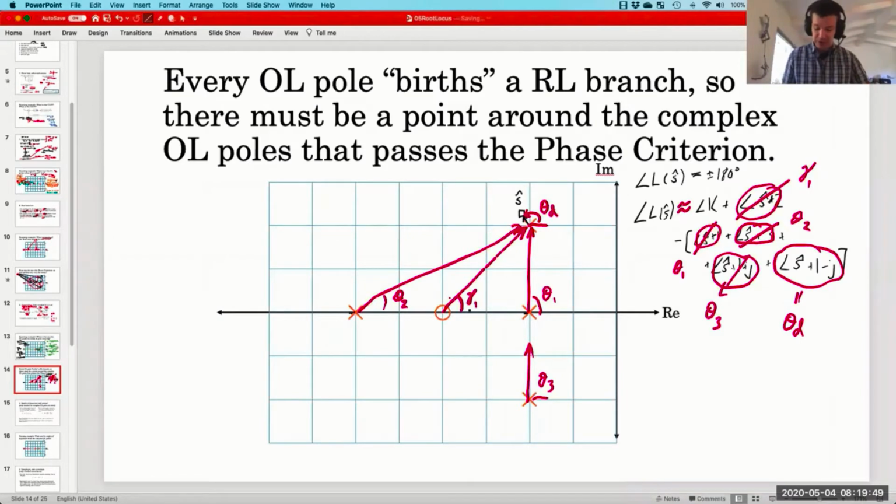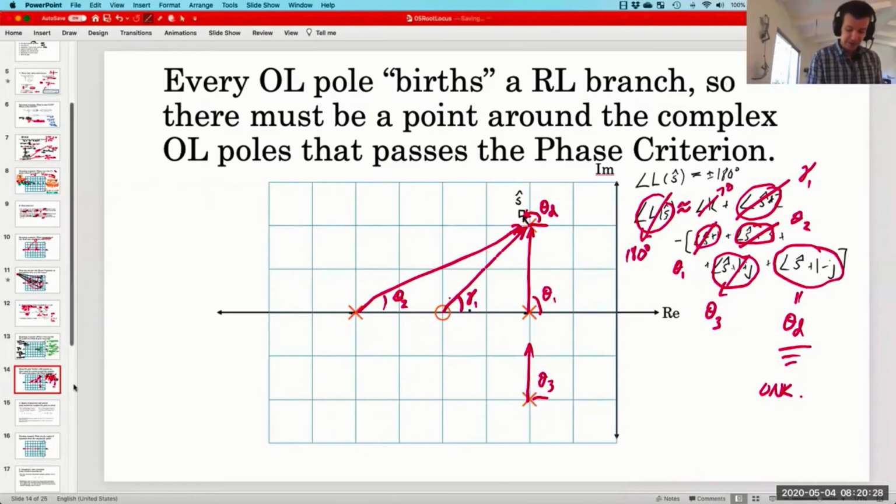Because so far, angle of K is going to be 0. Gamma 1, we can measure it. In this case, it's 45 degrees. Theta 1, we can measure it. It's 90 degrees. Theta 2, we can measure it. It's some arctangent. Theta 3, we can measure it. And theta D is the only unknown, provided that we enforce the phase criterion, provided that these angles all sum to 180 degrees. Any questions on that? So this is the only unknown.